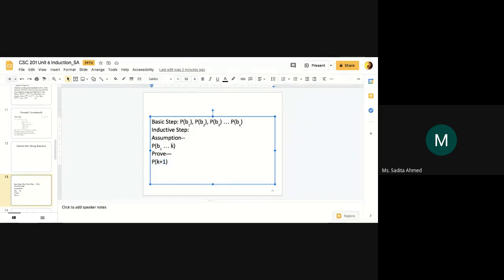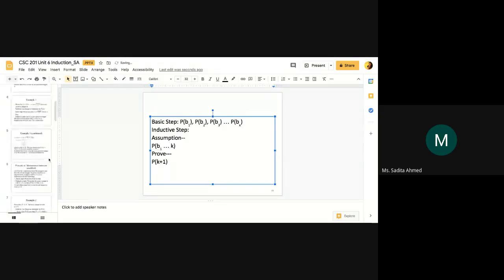Let's say, for example, that the assumption is that the statement is true for some value b1, the lowest value, until before k. For all values before k, the statement is true. If that is our assumption, what do we have to prove? Guys, think about the point of k plus 1. What is the point of k plus 1 at all?